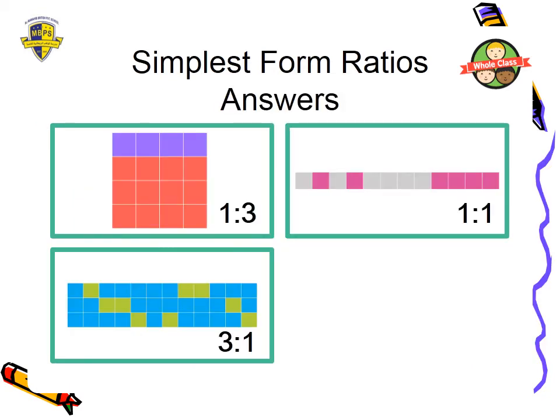So these are the answers here. Purple to red, the simplest form is 1 to 3. And 6 to 6, the simplest form is 1 to 1. The last one is 3 to 1.